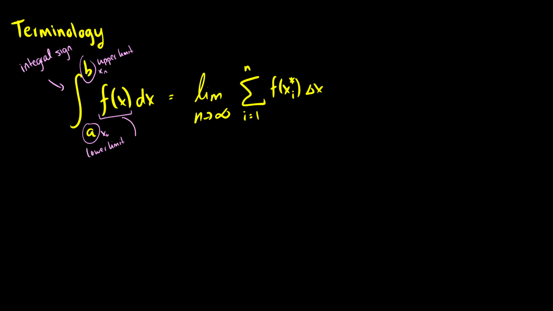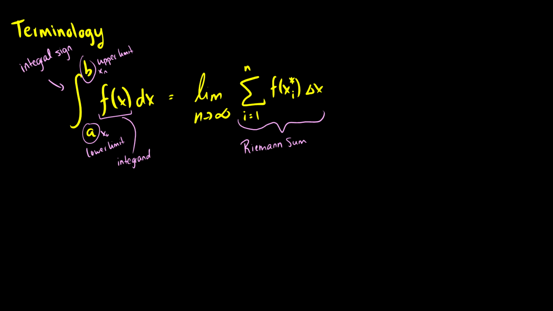Our f of x here is the integrand. So this is the function which we are integrating. And over here on the right side, this sum has a special name called the Riemann sum. And this is basically the sum of all the rectangles. So that's all the terminology. Of course, when I say integrate a function from a to b, it should be fairly obvious what I mean. I'm taking the area underneath the curve. And this limit is a nice way to compute it.